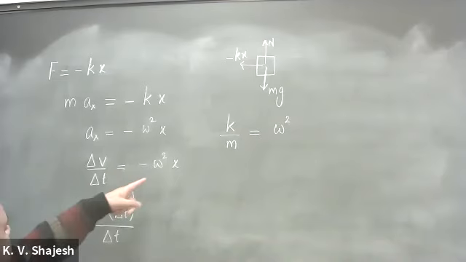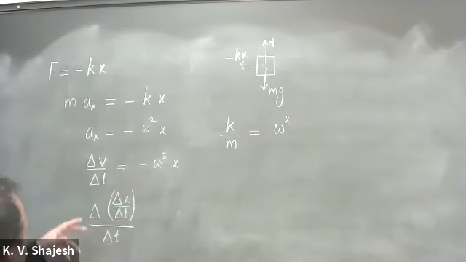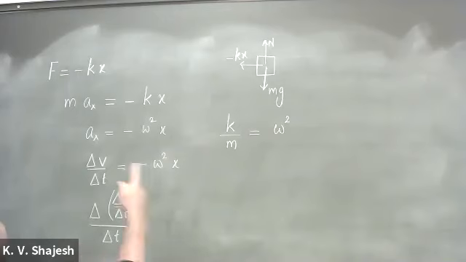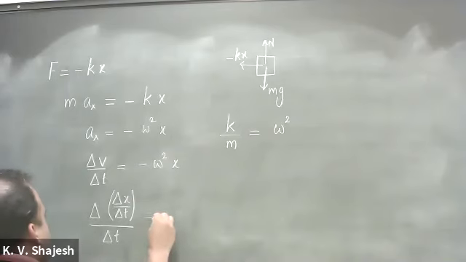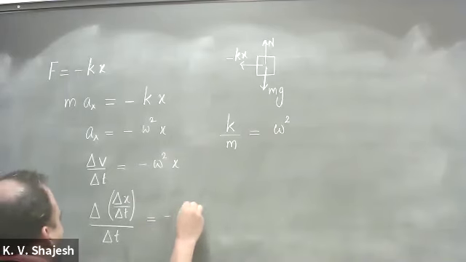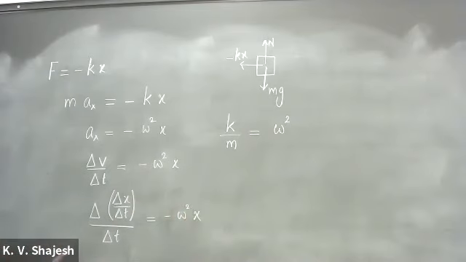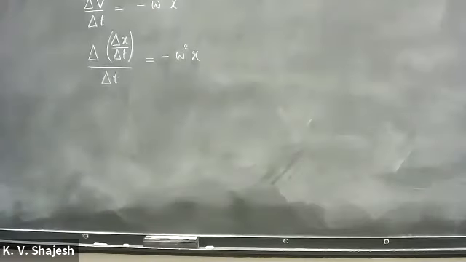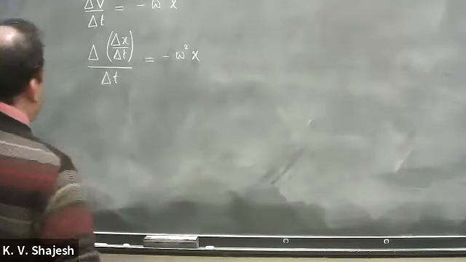So change in velocity is related to negative position, but velocity itself is change in position over time. It seems to be a second order change, right? So that's equal to minus omega square x. That's a lot of writing here. So let's have a notation now. This is just simply a notation, which means exactly this.